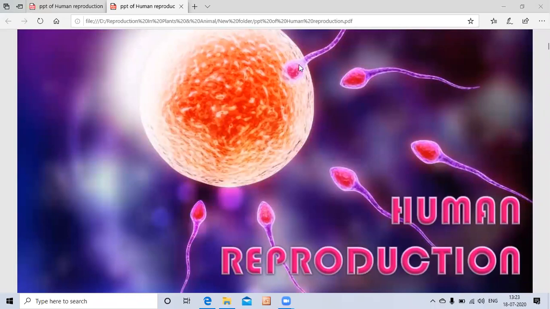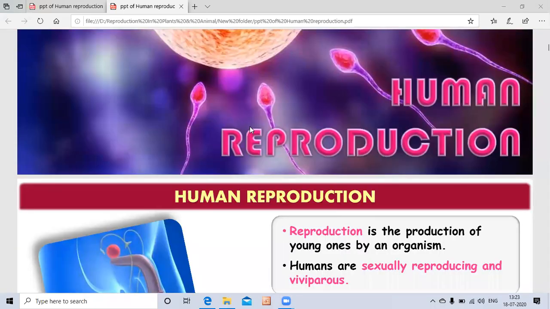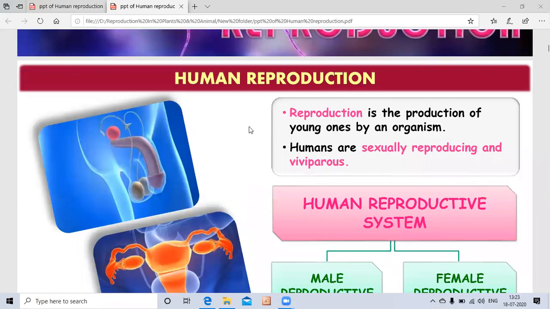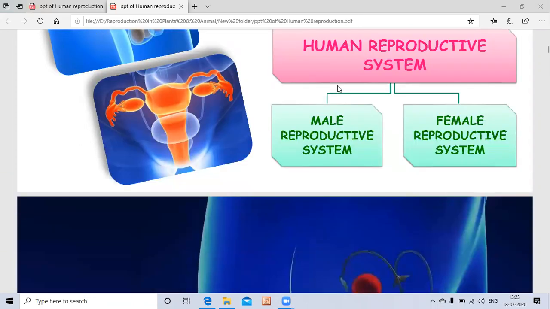So we already learned the basic reproductive structures: in the male, the sperms, and in the female, the eggs. In human reproduction, reproduction is the production of young ones by an organism. Humans are sexually reproducing and viviparous, meaning they reproduce sexually through male and female gametes. In the human reproductive system there is a male reproductive system and a female reproductive system. The male carries the male reproductive system and the female carries the female reproductive system, so both systems are different in males and females.